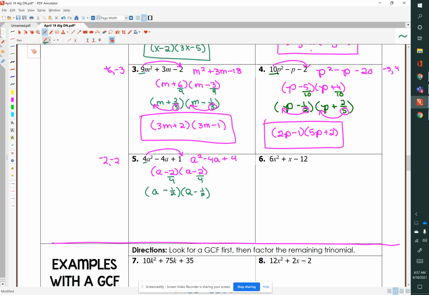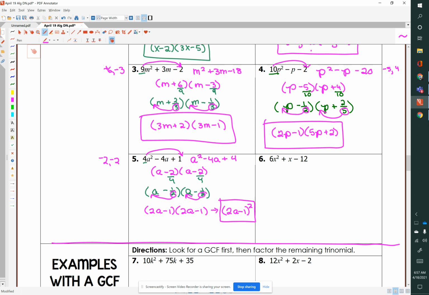And then we'll take that denominator of 2 and we will slip it in front of the a. And when we have something that looks like this, we have 2a minus 1 times 2a minus 1. We can rewrite that as 2a minus 1 squared. And I hope you caught that.